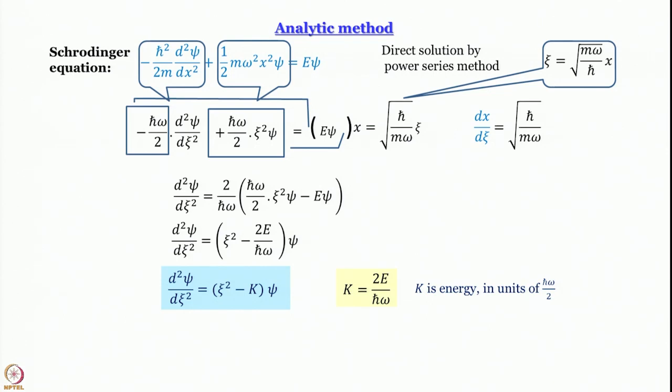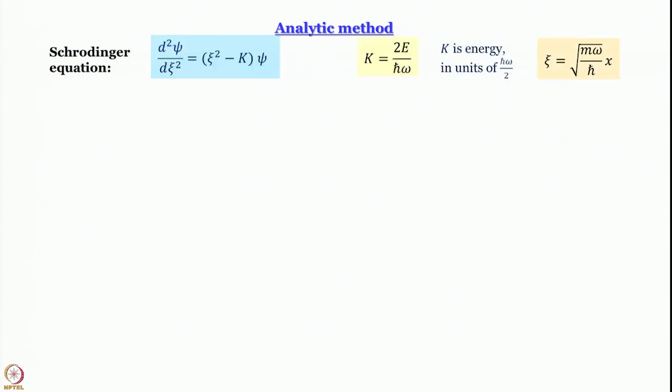What is the next step? The next step obviously is to try to solve it. But let us tidy up our board a little bit. This is what we are saying. We have rewritten the Schrodinger equation in terms of ξ² and k, where k is 2E/ħω, and ξ, lest we forget, is x multiplied by the square root of mω divided by ħ.